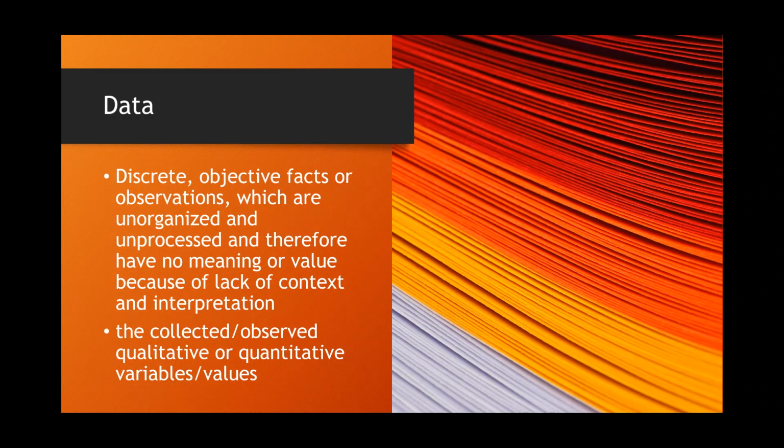So going back and going through these layers again and giving more definitions to it, data itself is discrete, objective facts or observations which are unorganized and unprocessed and therefore have no meaning or value because of a lack of context and interpretation. And so these are collected and observed qualitative and quantitative variables and values. Quantitative being numbers like the 3, qualitative being the smells, experiences, other things like that. But the idea is that this is why this is the bottom of the pyramid, that you could have lots of data. There's no connections and organization, anything from here. It's just raw, basic data that you have.